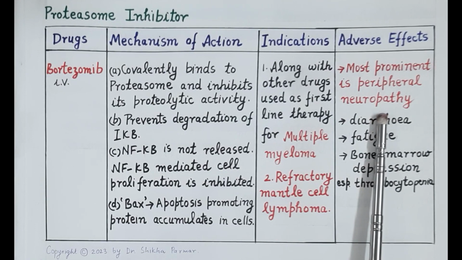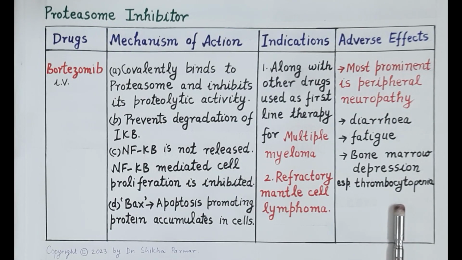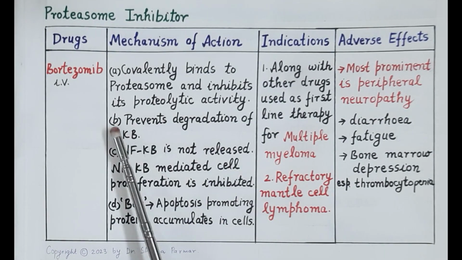Most prominent adverse effect is peripheral neuropathy. Other adverse effects are diarrhea, fatigue, bone marrow depression, especially thrombocytopenia. So, this is the pharmacology of bortezomib.